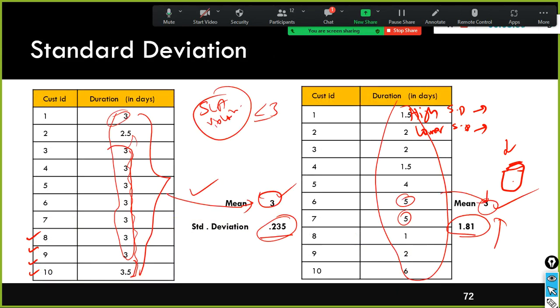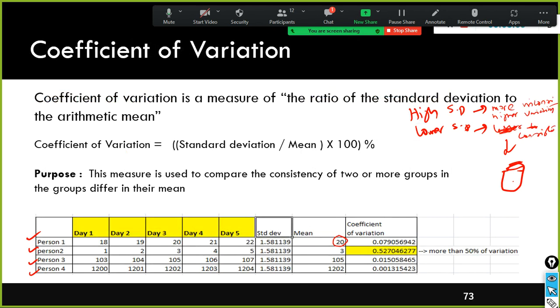But in this case, the mean is same, but with the help of the standard deviation only, we are able to find out where the problem is. Which shipping company is causing problem. With this, we can easily find out, hey, this guy is not delivering it consistently.